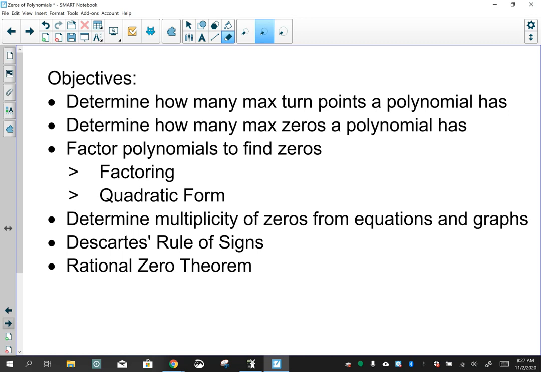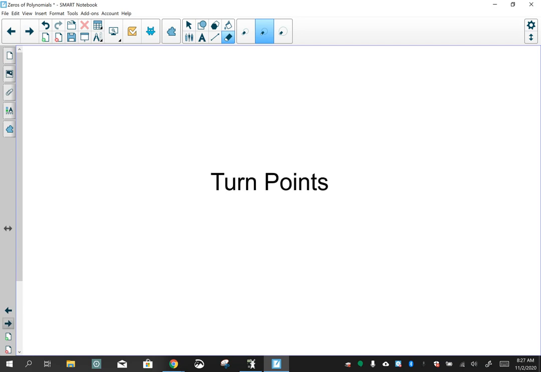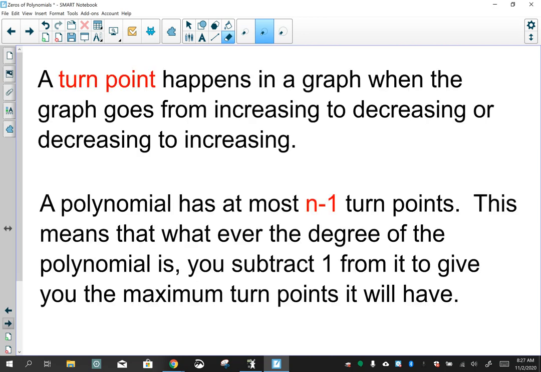We normally don't do this part until we get to the end, because it's after we've gone through all the process and gone through the end behavior and everything else. So that's why we do the zeros of polynomials last. Okay. So let's start with turn points.